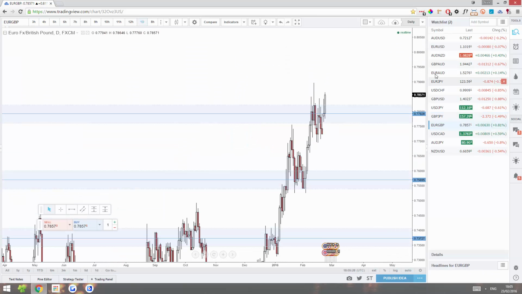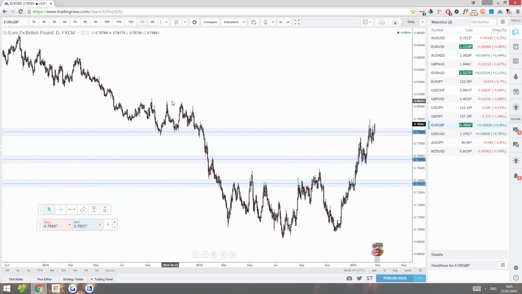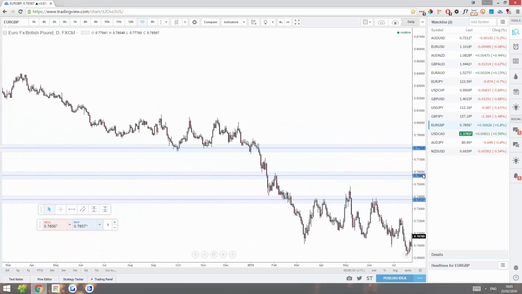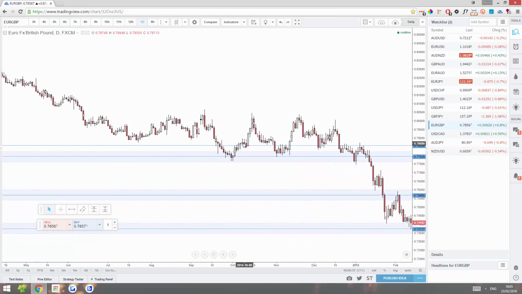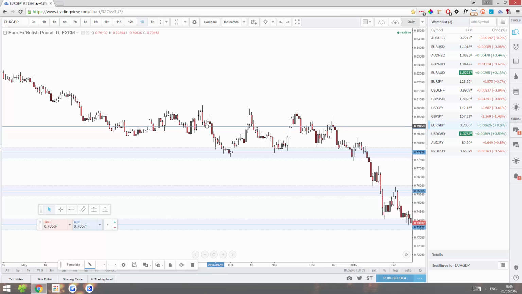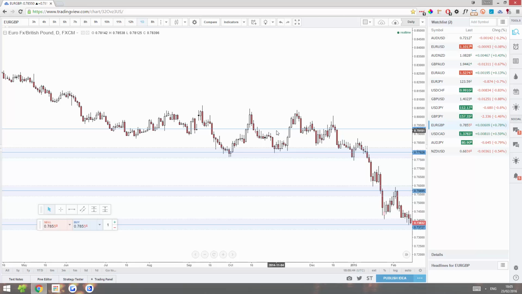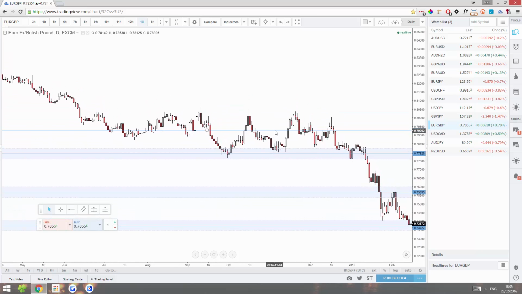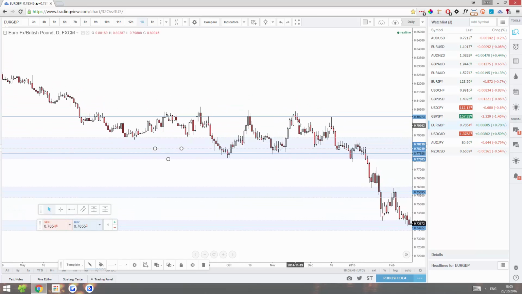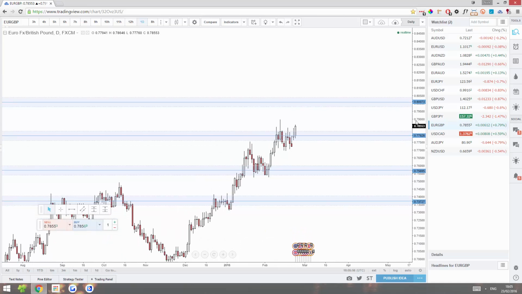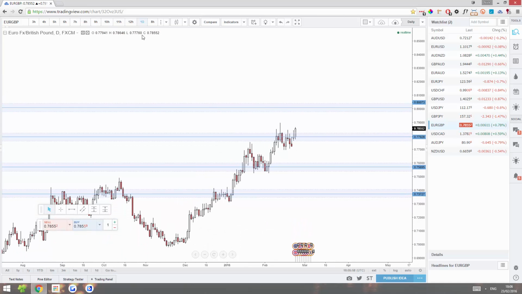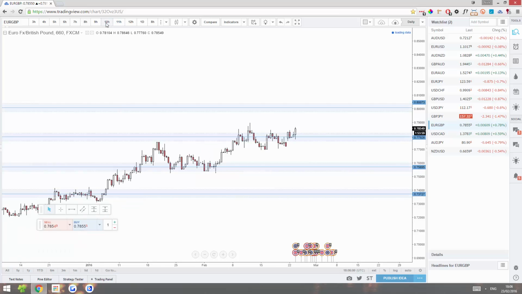EURGBP, let's check this out. Let's place an upper support resistance area here. Actually, I'm just going to go with this one here. Lots of strong bounces from this one here. All right, but again, it's just breaking above an area of support resistance, so there's no potential for a trade here.